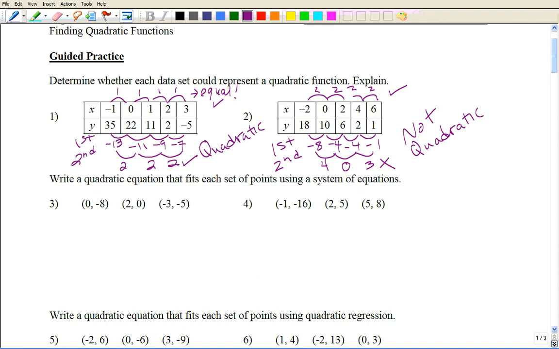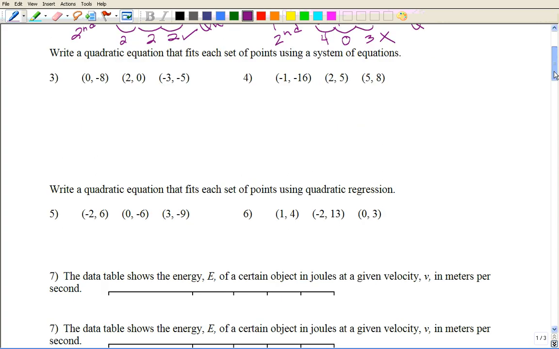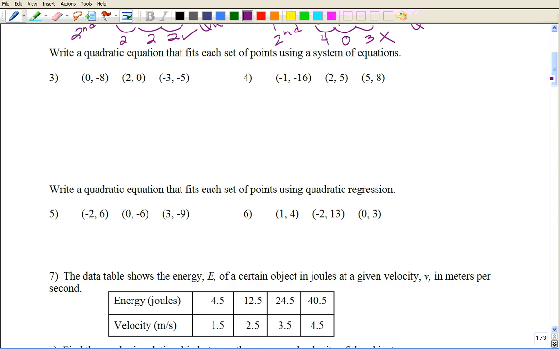Okay, now number 3 and 4 require a lot of organization, so make sure you've got some space to write down. So I'm going to move the page down a little bit here. On number 3, we're going to write a quadratic equation that fits each set of points using a system of equations. For these, I'm going to use a table just because it helps to organize things a little bit better. I'm going to put my x and y in the first column.